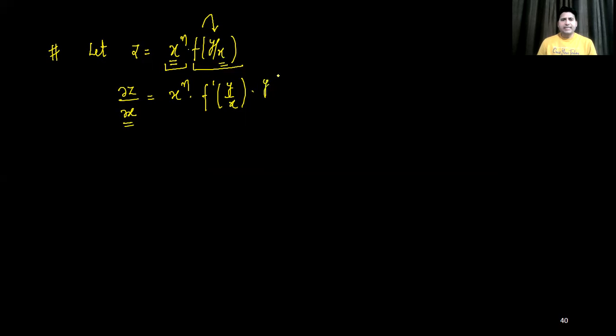So y is constant as it is, 1 upon x will give minus 1 upon x square, plus this time the function of y upon x as it is, and x power n differentiated gives n into x to the power n minus 1. This is what I am getting as del z over del x. But in the result, it is x times this, so do multiplication by x for this equation.